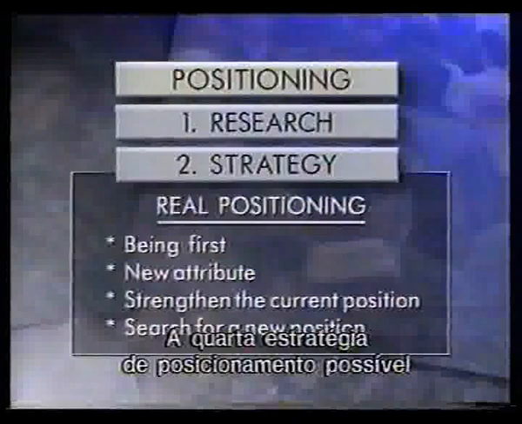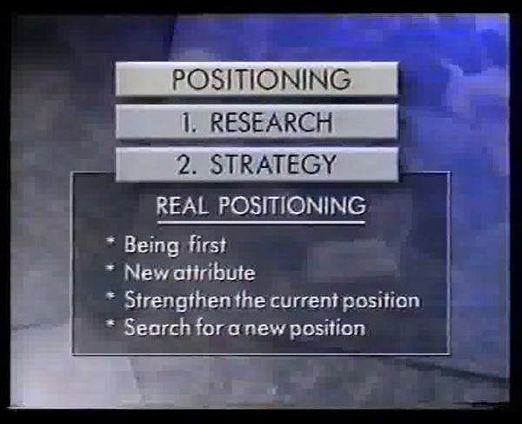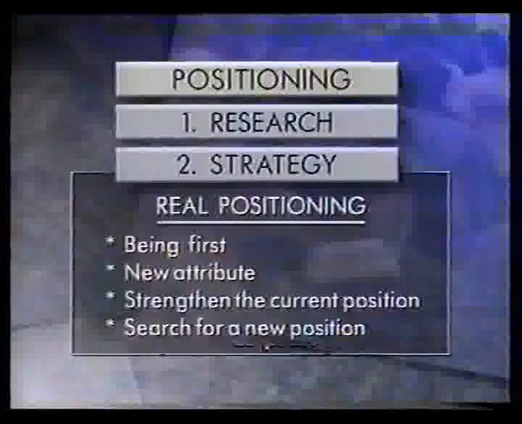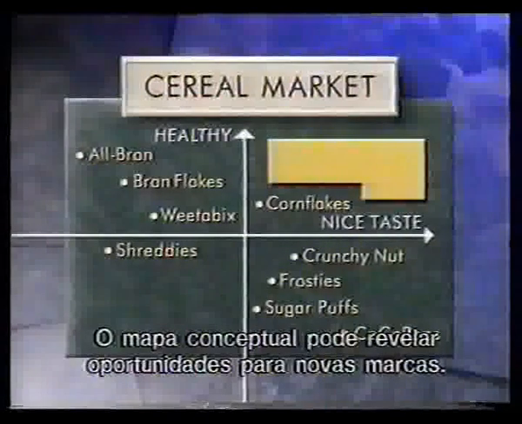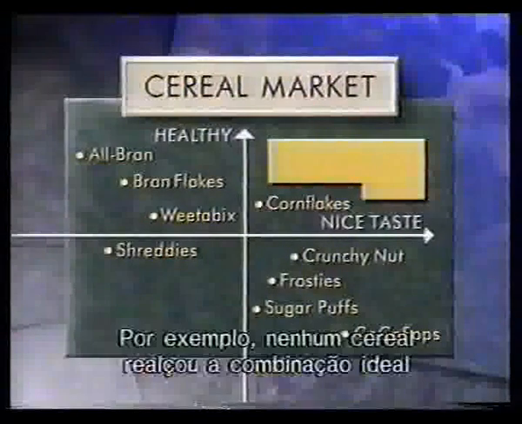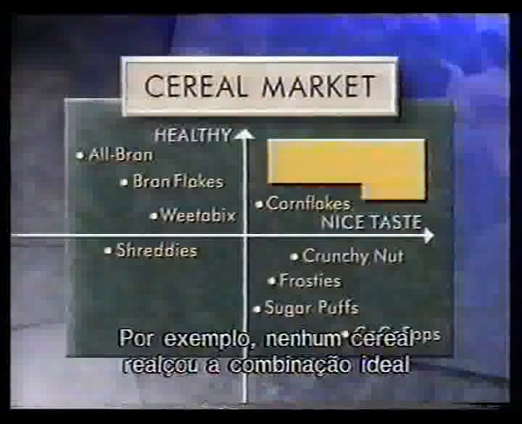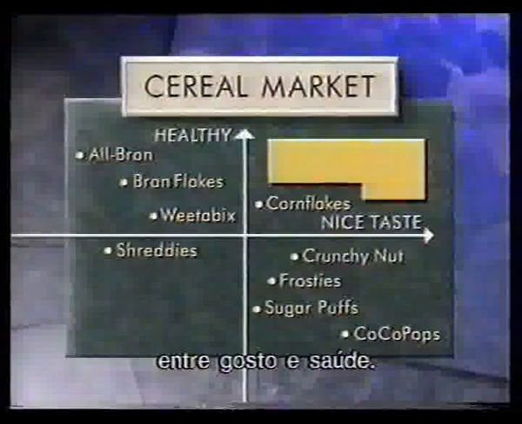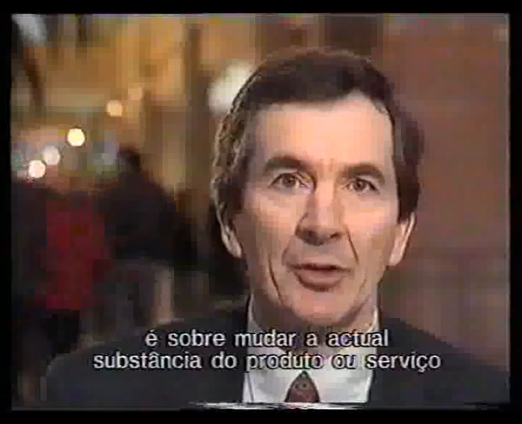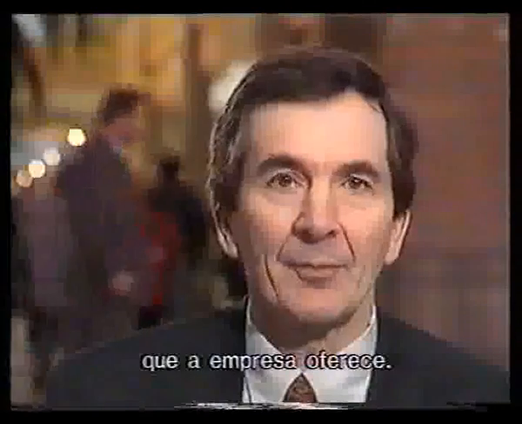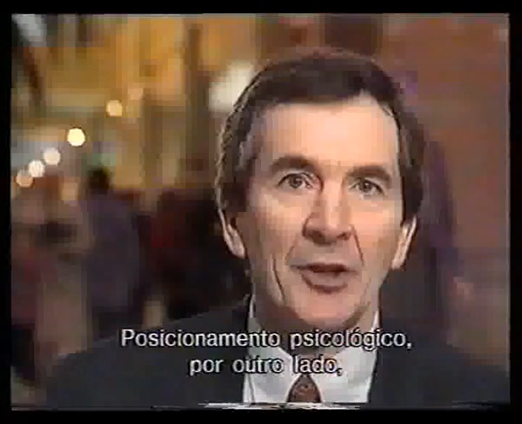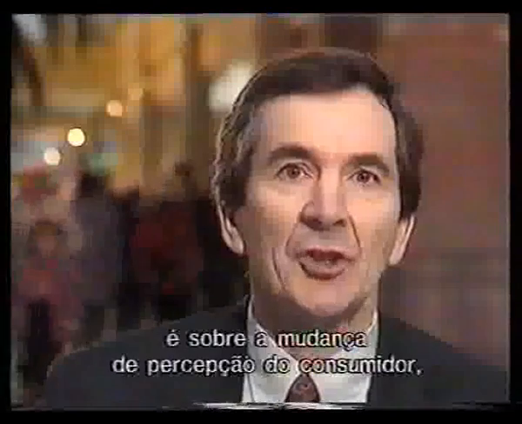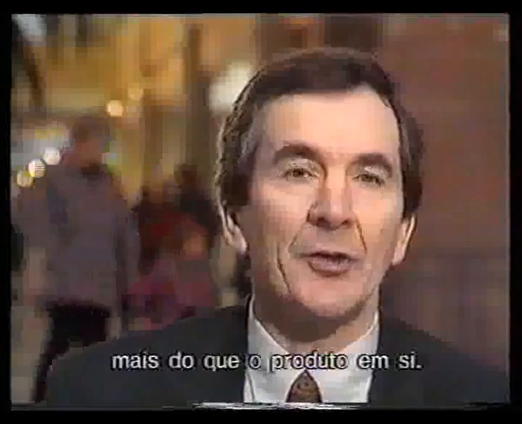The fourth possible real positioning strategy is to search for a new position. The perceptual mapping may reveal opportunities for new brands. Here, for example, no cereal appears to have staked out the ideal combination of taste and healthiness. Real positioning is about changing the actual substance of the product or service the firm offers. Psychological positioning, on the other hand, is about changing the customer's perception rather than the product itself.